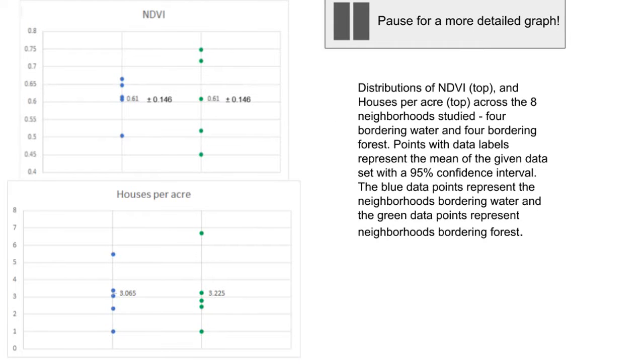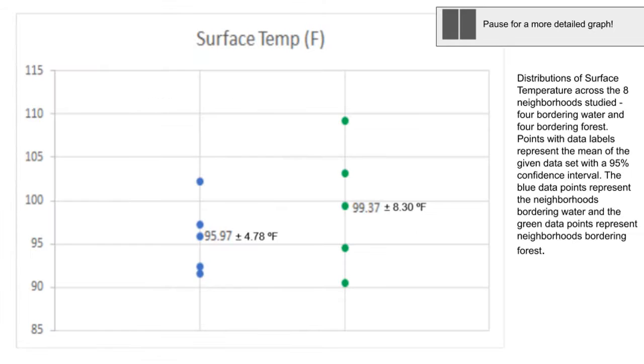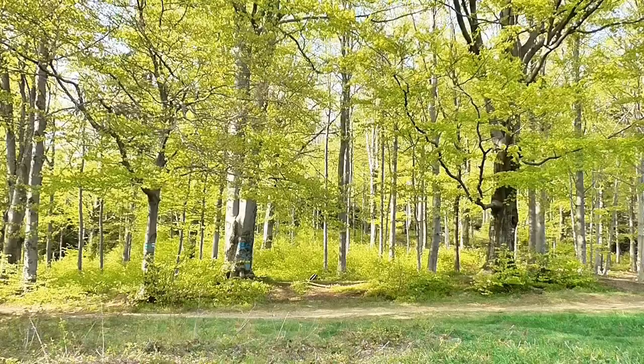When it comes to comparing the 2 different types of neighborhoods, lake adjacent versus forest adjacent, the 2 groups had very similar average NDVI and house density values. When it came to temperature, the 2 groups had slightly different average temperatures, but not quite significantly different.